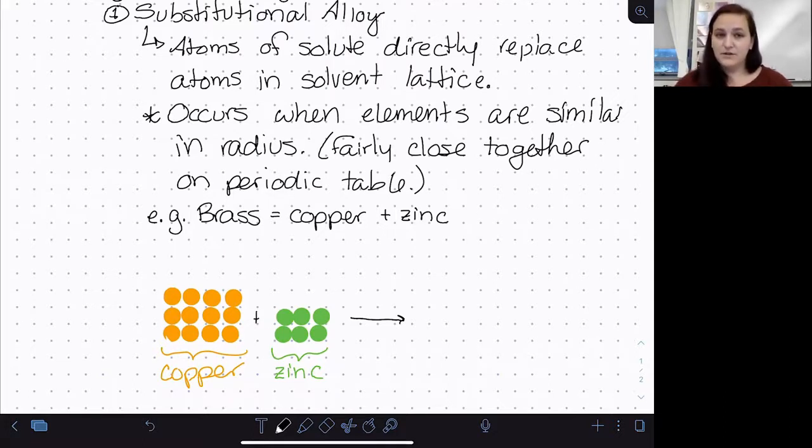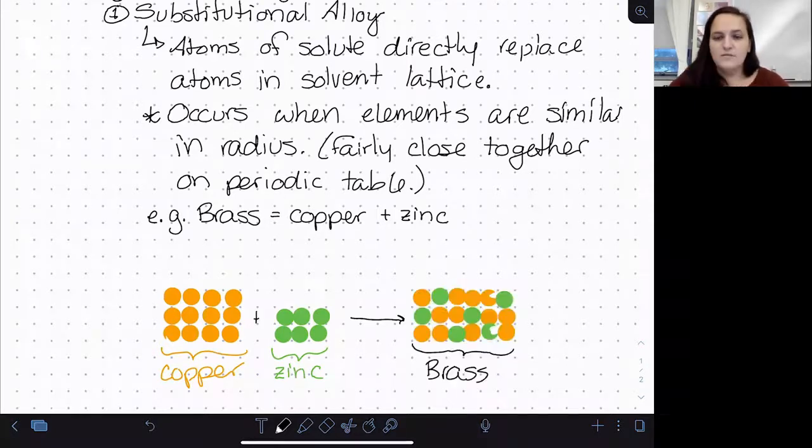So they're definitely going to create a substitutional alloy, which means that we will end up with a very similar looking lattice structure, but with zinc atoms dispersed throughout. So the zinc will just be randomly distributed throughout the copper, the primarily copper matrix that's still in place here. And that is our alloy.